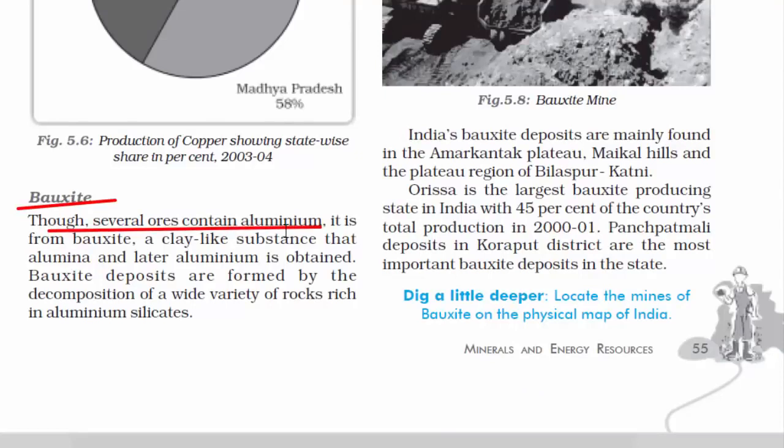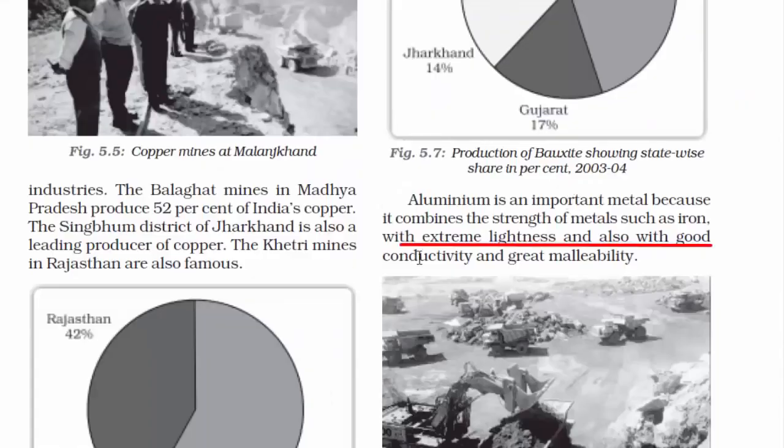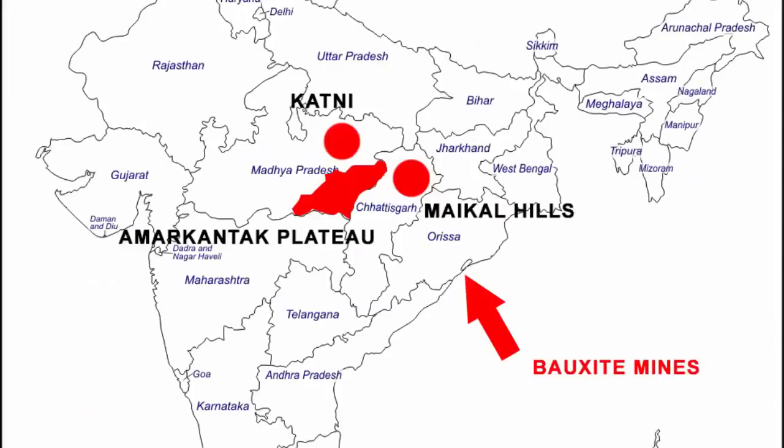It is an ore of aluminium. It is from bauxite, a clay-like substance, that alumina and later aluminium is obtained. Aluminium has good conductivity and great malleability. That is, it can be easily beaten into thin sheets. India's bauxite deposits are mainly found in Amarkantak Plateau, Maikal Hills, and the plateau region of Bilaspur, Katni.